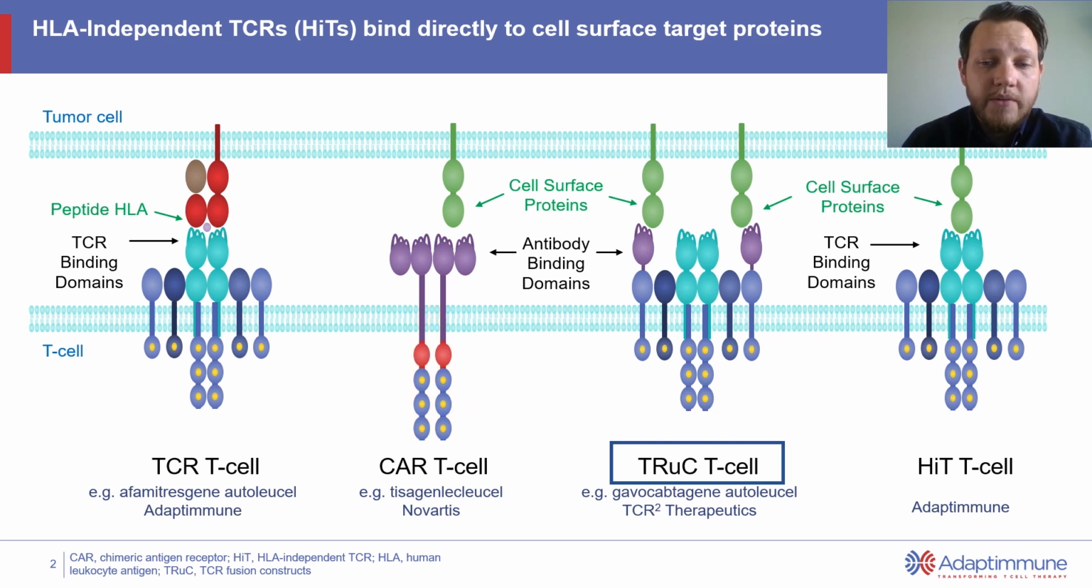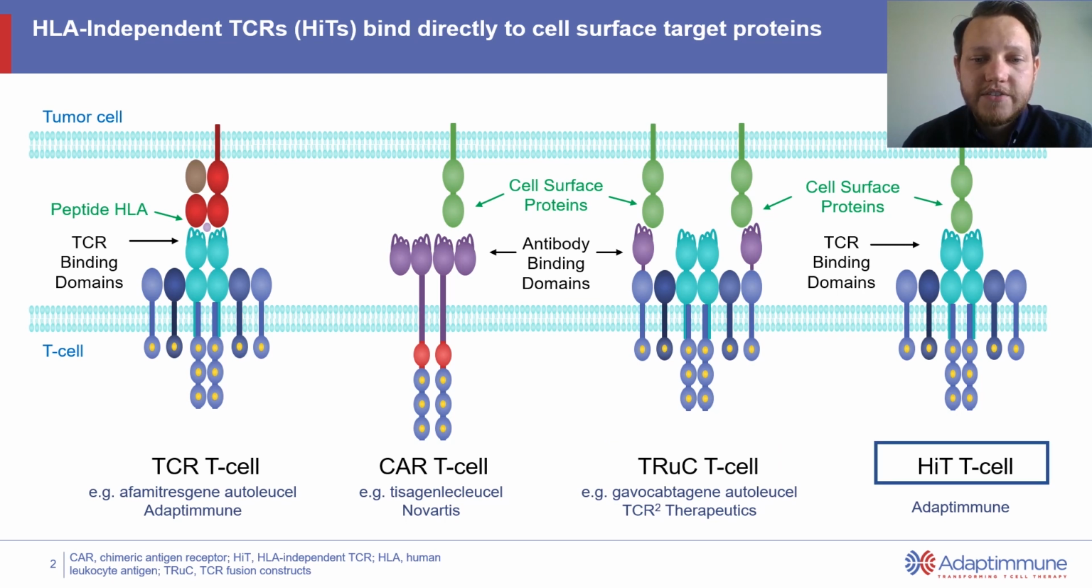TRuCs aim to overcome some of the limitations of CARs, such as the need for high antigen concentrations and tonic signaling, by utilizing antibodies fused to parts of the TCR CD3 complex. Today, I will present data from our HLA-independent TCR, or HIT candidate, targeting mesothelin. This is a fully human TCR that binds a cell surface antigen and activates the T cell for killing.